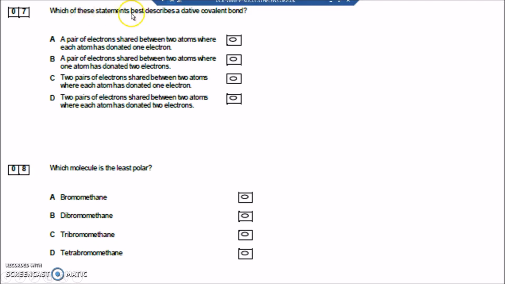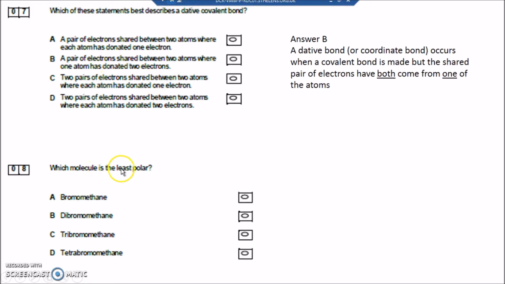Question 7. Which of these statements best describes a dative covalent bond? So that's where you've got a normal covalent bond between two atoms, but instead of one atom putting one electron in and the other putting another electron in, one of the atoms puts both of the electrons in. So which one's this? A pair of electrons shared between two atoms where one atom has donated one electron. No, that's wrong. A pair of electrons shared between two atoms where one atom has donated 2 electrons, both electrons. The answer is B.